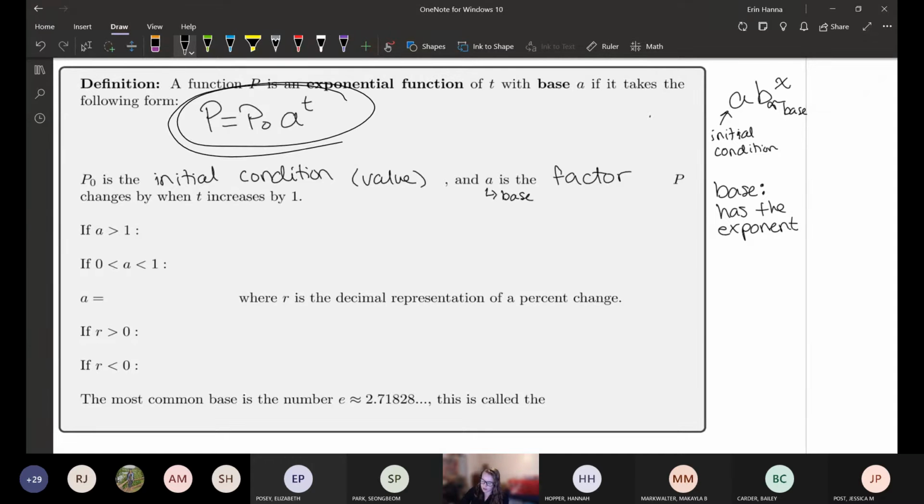I usually default to this because this is what most people use. I don't see a lot of people using a b to the x. I see a lot of people using this format. So that's what I've been used to. So that's what I'm going to use.